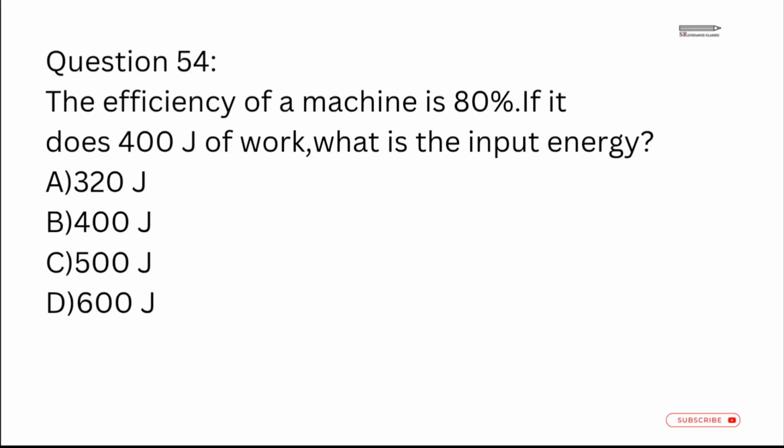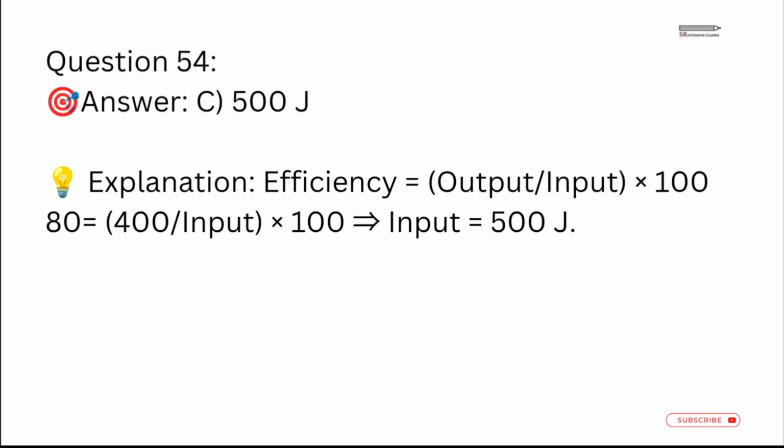The efficiency of a machine is 80%. If it does 400 joule of work, what is the input energy? The answer is option C, 500 joule.